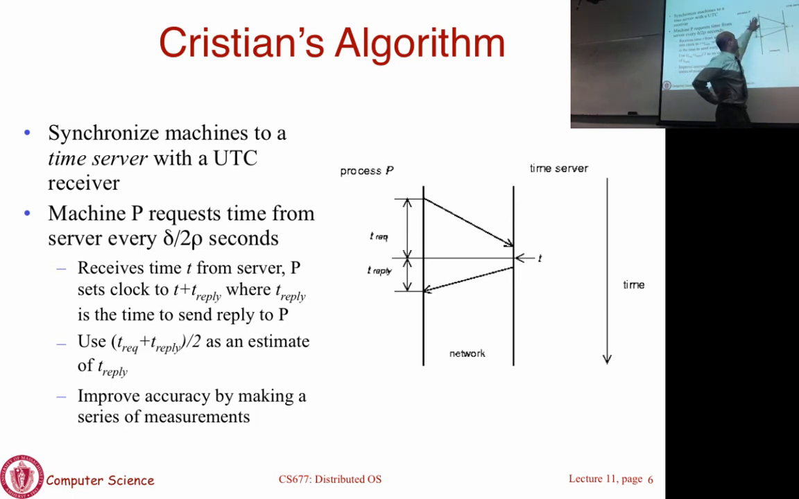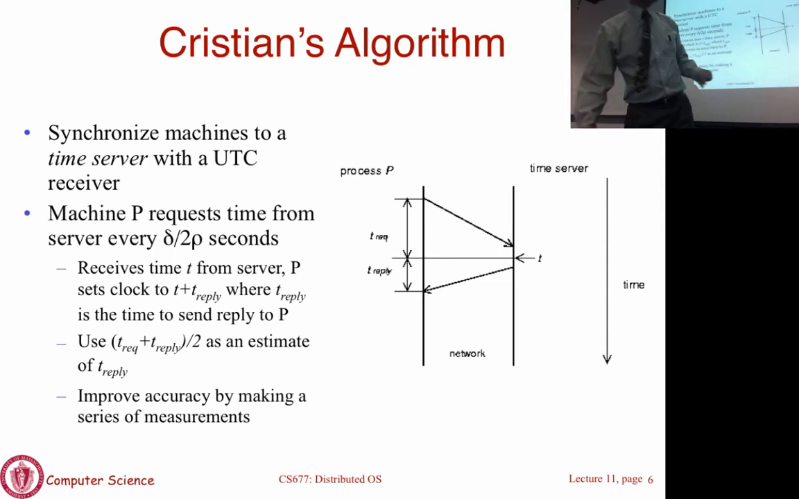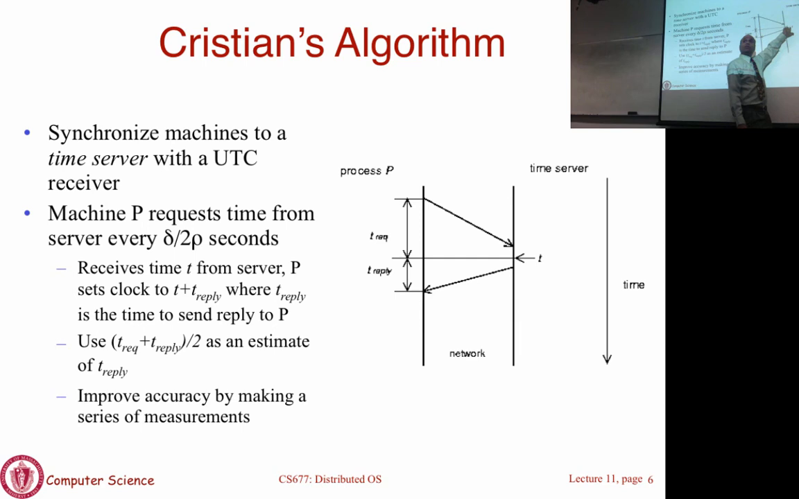So at some time here, t prime, this machine is going to start the clock synchronization algorithm, send a message to the time server saying what time is it. Okay? That message will be received at this point in time, the arrow hits this one. And then that message will be processed by the time server, it will read its own clock, and then send back a reply saying this is the time.